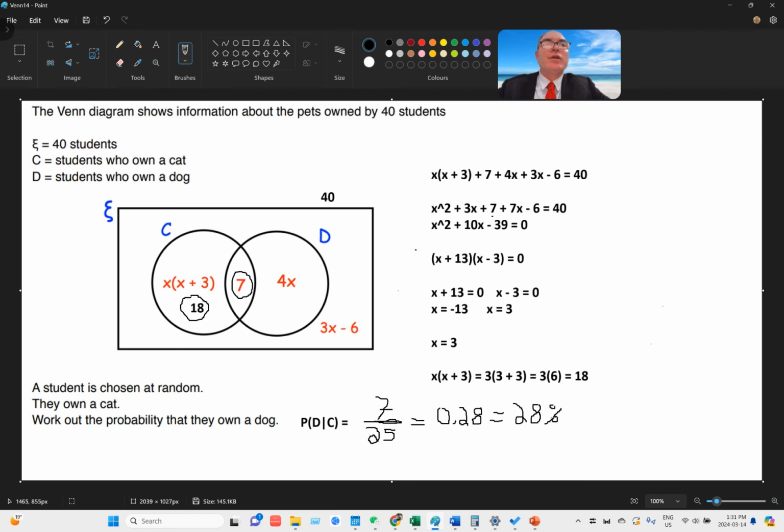We could have, with our x value here, found out some more information. Like 4 times 3 is 12, plus 7, I'd have in total 19 people who own dogs. But they didn't ask us that, so we're leaving it at that.